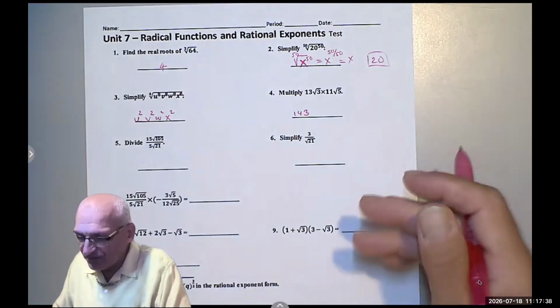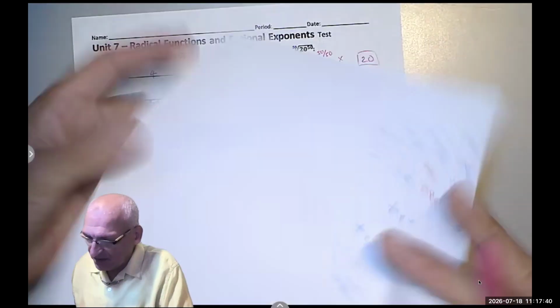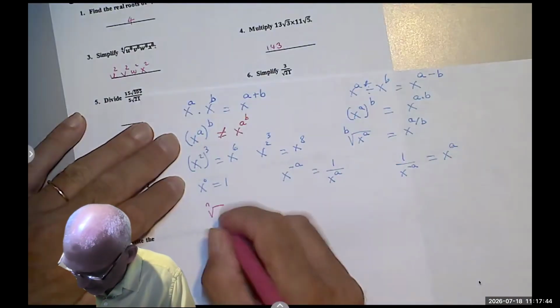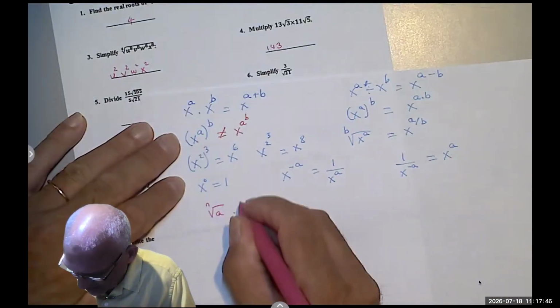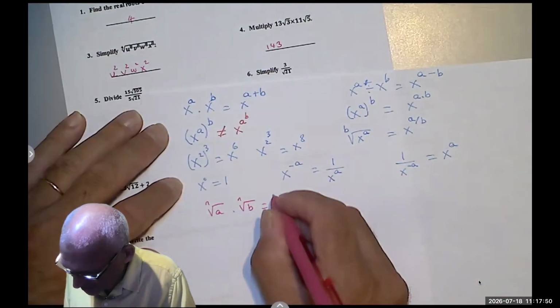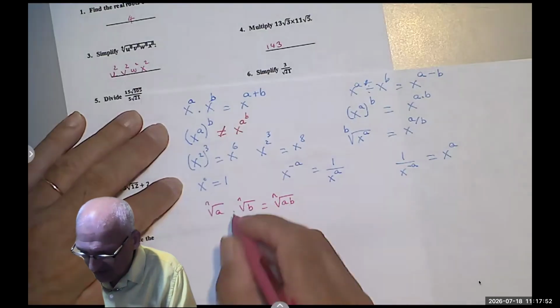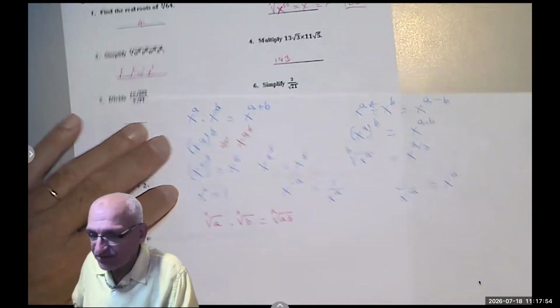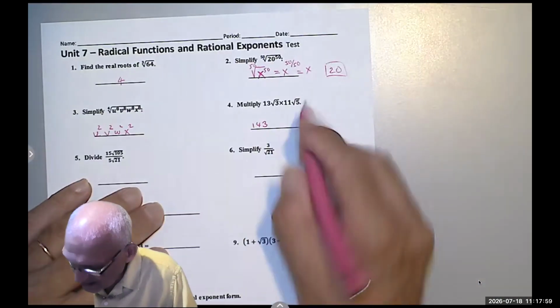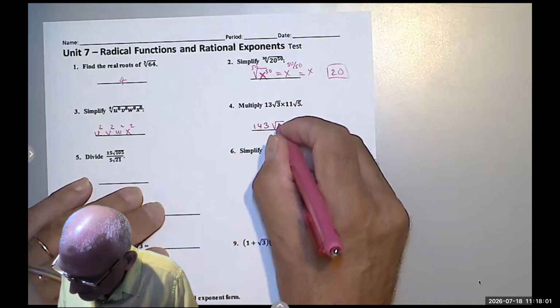That's not a rule of exponents, but we can say that if I have the nth root of a times the nth root of b, where n is any number, it's the nth root of a times b. And same thing if I divide, it would be a over b. So this is the square root of 15.